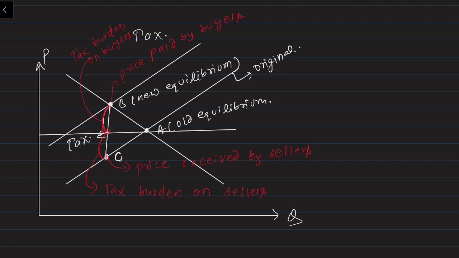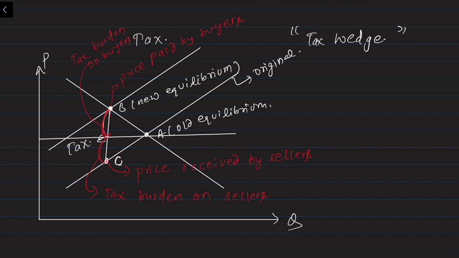All right. And we have a separate name for the tax, that is the length of BC. We call this tax wedge. Okay. So the length of BC is the tax wedge. All right. Now let's tax the buyers. In this graph we taxed the suppliers, so the supply curve moved upward and left, right? Now let's tax the buyers.